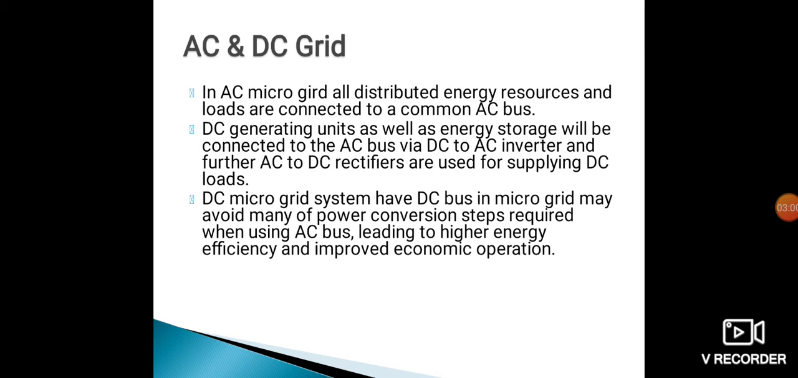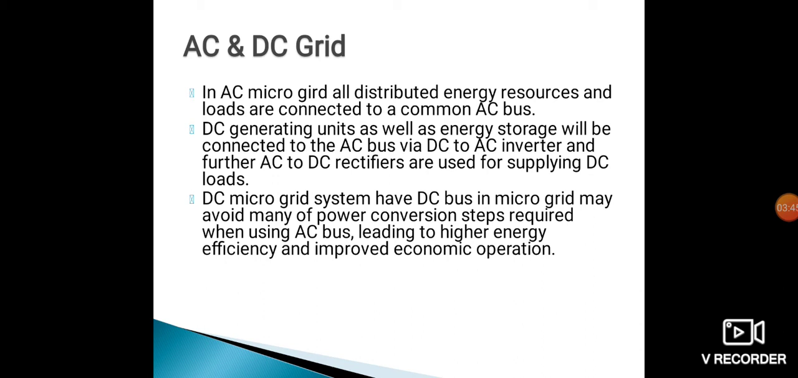Now we will see AC and DC microgrid. What is AC and DC microgrid? In AC microgrid, all distributed energy resources and loads are connected to the common AC bus. As we have AC supply, in AC microgrid all the distributed energy sources and loads are connected to the common AC bus bar. DC generating units as well as energy storage will be connected to the AC bus via a DC to AC inverter, and further an AC to DC rectifier is used for supplying the DC loads.